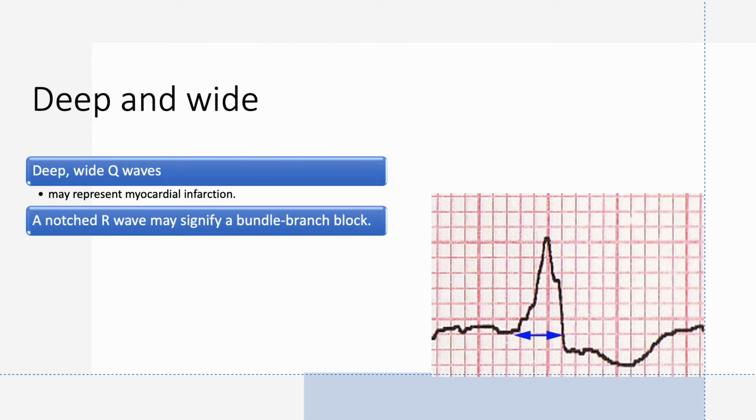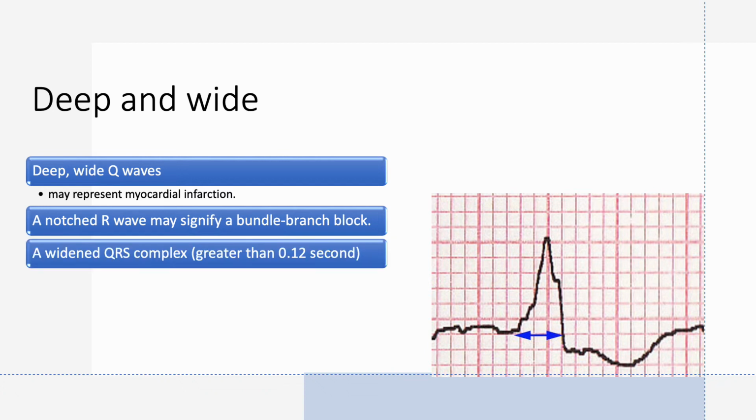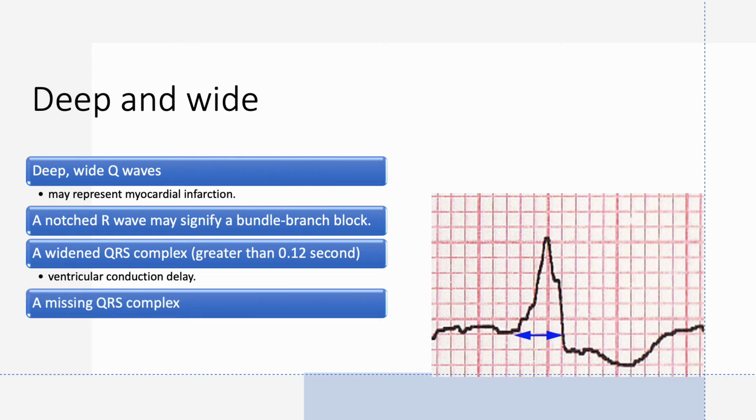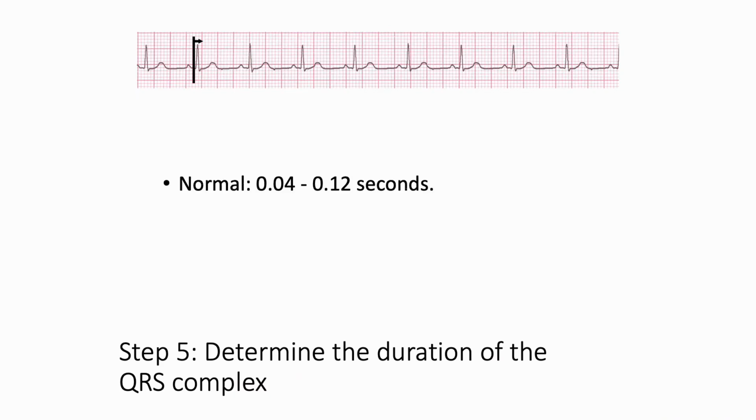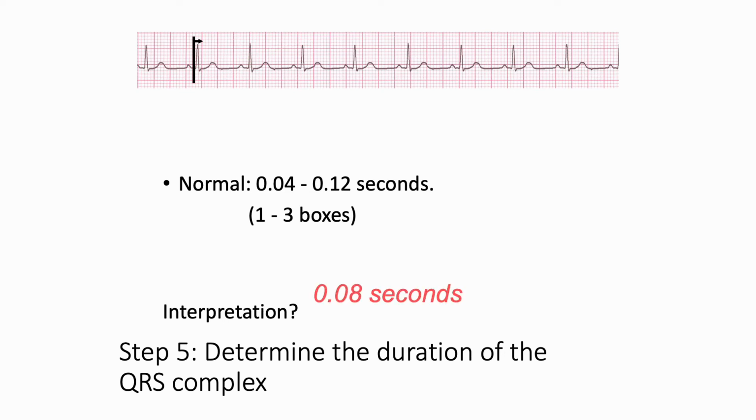The notch or deep waves may signify a bundle branch block, either right bundle branch block or left bundle branch block. A widened QRS complex of more than 0.12 second may occur in ventricular conduction delay, or you can say premature ventricular contractions, PVCs. You may also miss the QRS complexes in case of AV block or in ventricular standstill. So here the interpretation of the duration of the QRS complexes, and the result is 0.08 second, means it is normal.